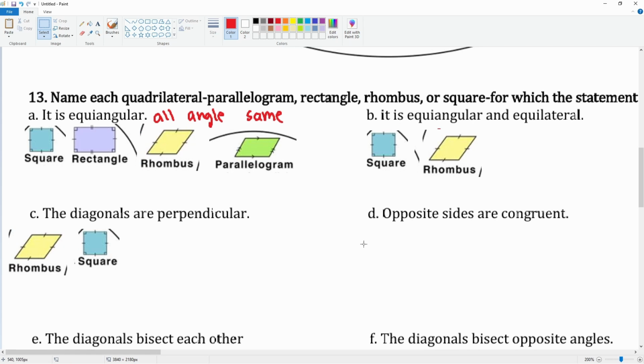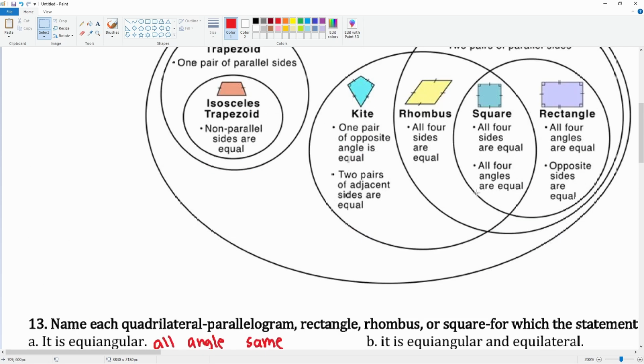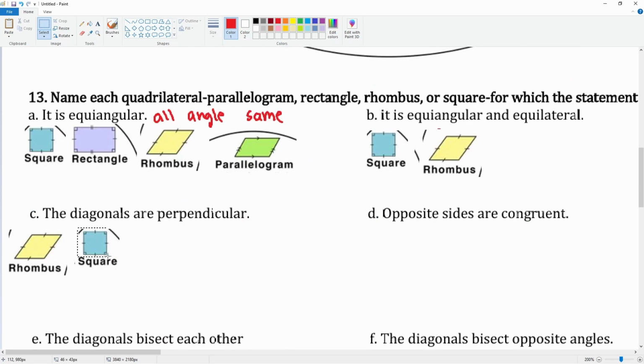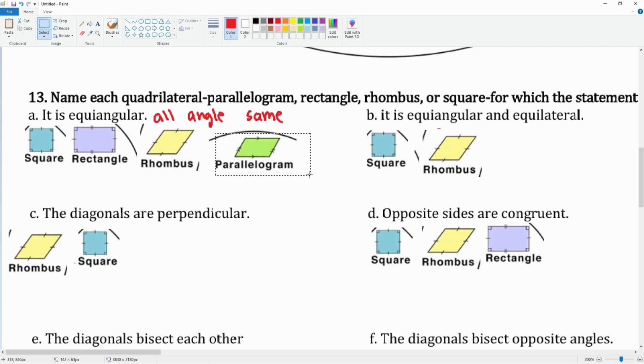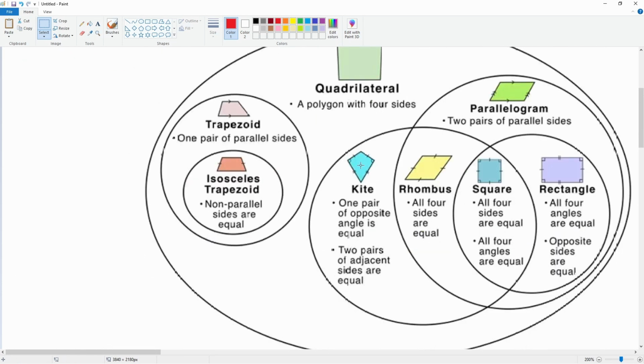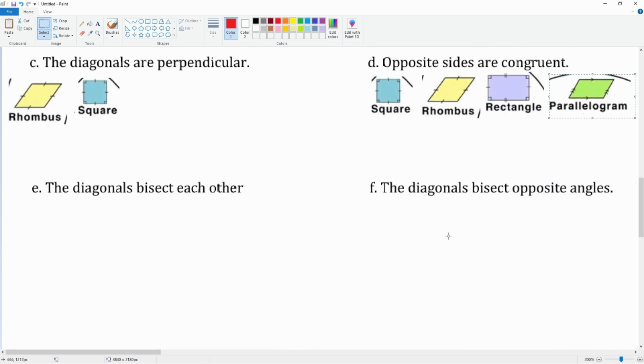The opposite sides are congruent. Well, let's see. Opposite sides are congruent. Well, the square automatically, opposite sides are congruent. A rhombus, opposite sides are congruent. Oh, a rectangle, look, the opposite sides are congruent. Oh, that's also the parallelogram. The opposite sides are congruent. Let's see. A kite, opposite sides are not congruent. Opposite sides are not congruent for a trapezoid.